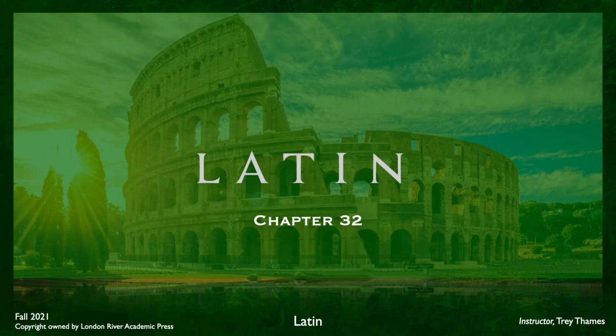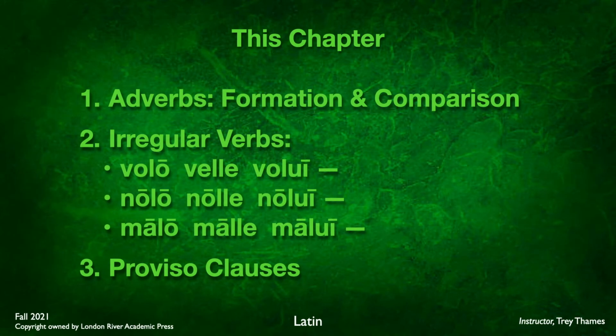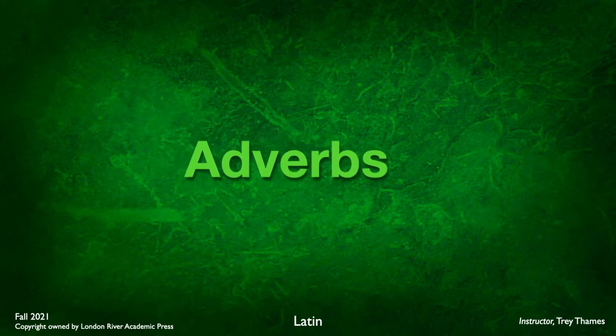Welcome to Wheelock's Latin Chapter 32. In this chapter, we're going to be looking at adverbs, both the formation and comparison of adverbs. We'll be looking at three new irregular verbs, volo, nolo, and malo, and we'll be looking at a new usage of subjunctive, the proviso clauses. Let's jump into our adverbs first.